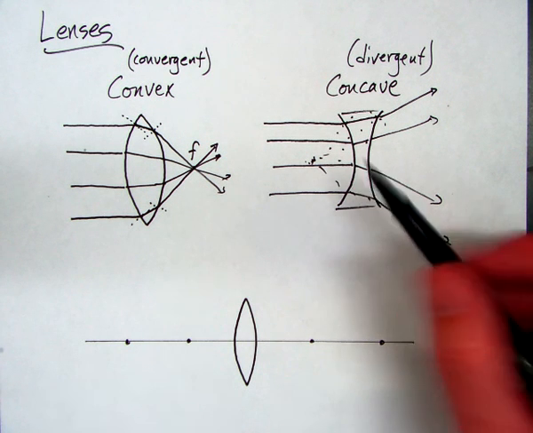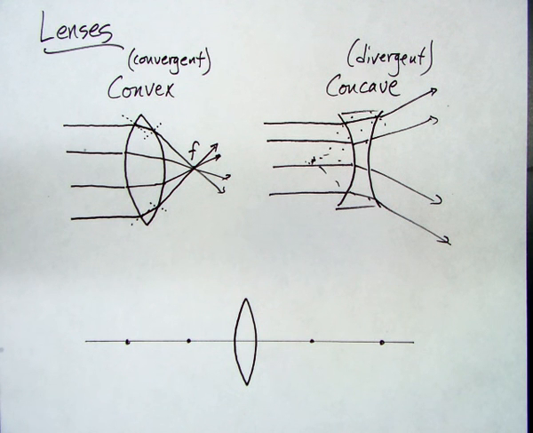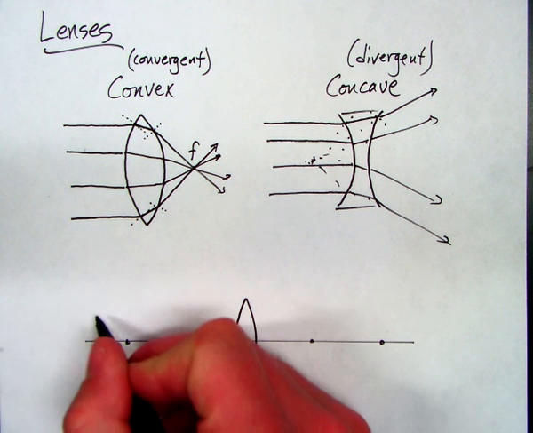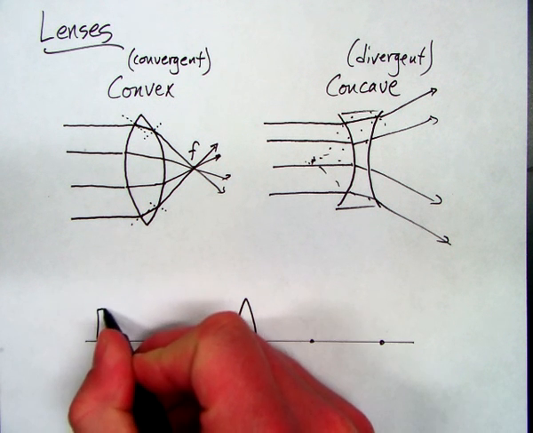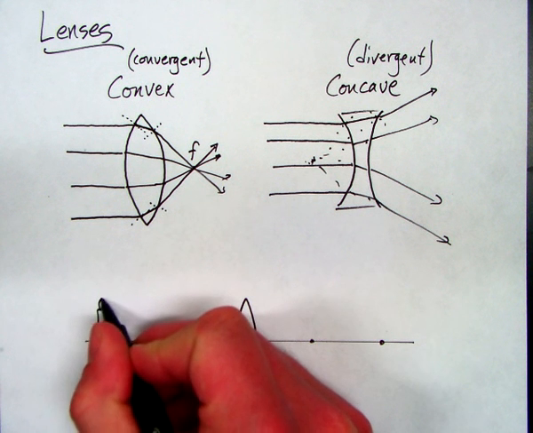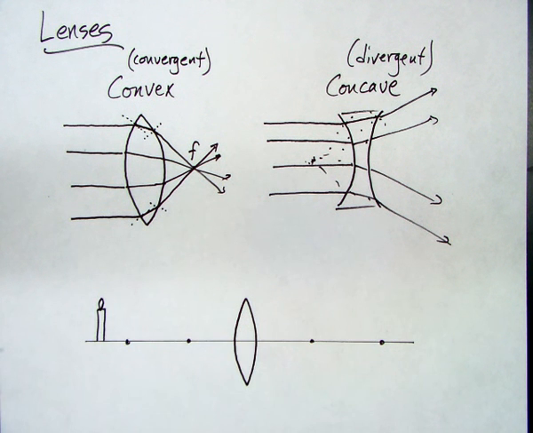So lenses. Now I want to show you, just like concave and convex mirrors form images, lenses do as well. Primarily we're going to look at convex lenses because they make real images. I'll start with just an object here. Let's pretend we have some candle, and this candle is placed in front of a convex lens.